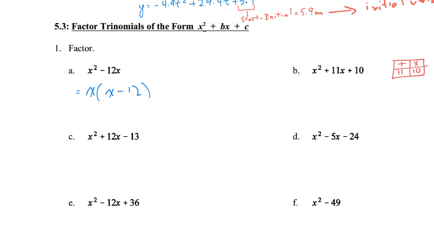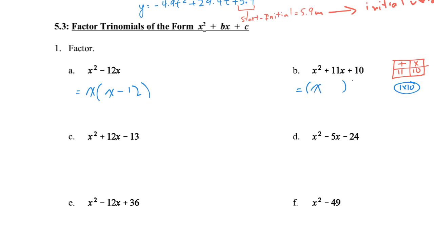How are we going to do that? All right, so I need two numbers that multiply to 10 but add to 11. The only ones that tend to work are 1 times 10, which gives us 10, and 1 plus 10, which gives us 11. Okay, so that's what we're going to use.